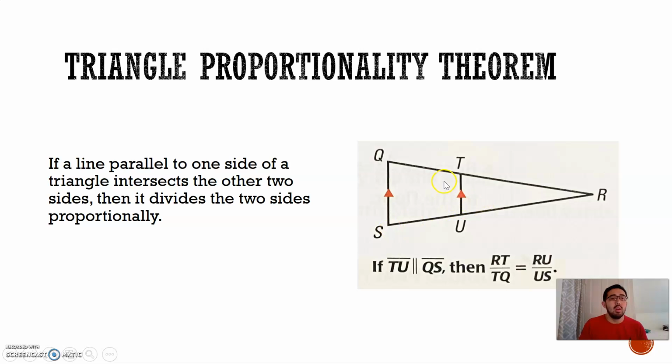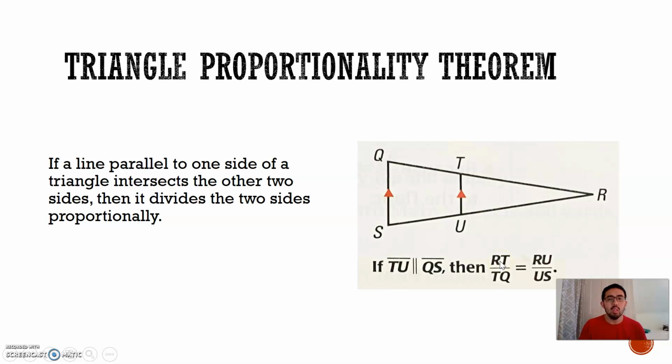Then the sides that it touches, right? The sides are what? Proportional. They're proportional. So RT over TQ is going to equal RU over US. Okay? So this is over that. TR divided by TQ is going to equal RU divided by US.